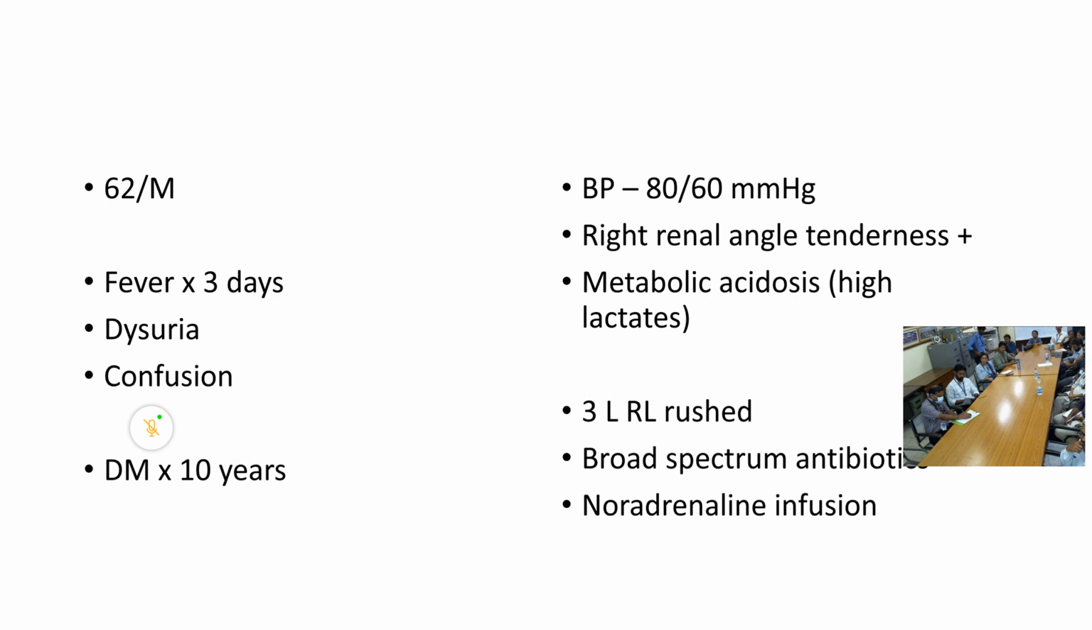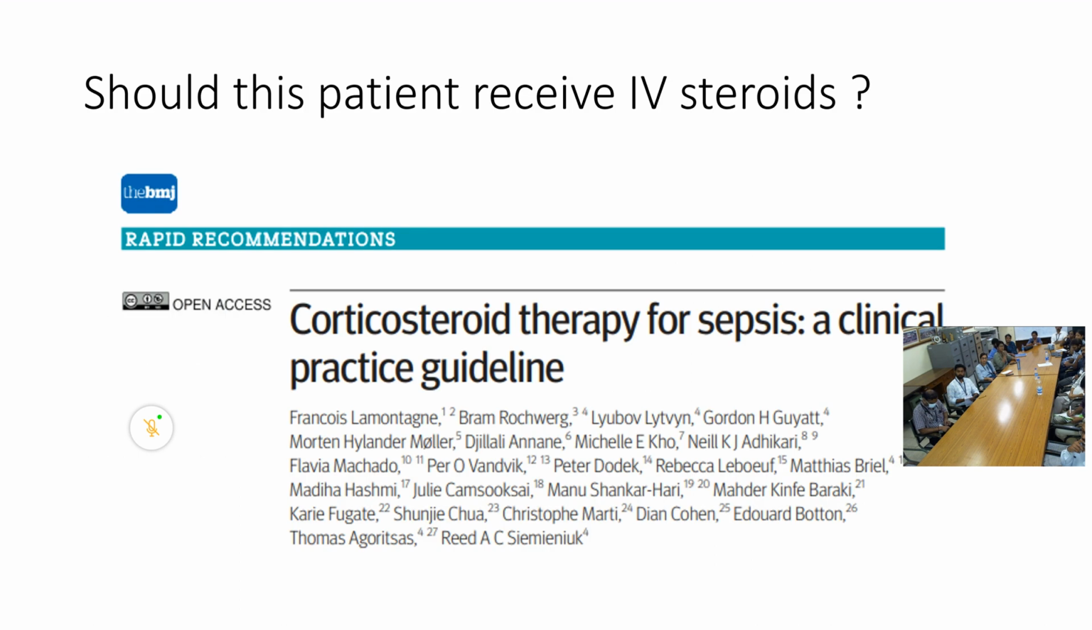Clinical diagnosis of septic shock secondary to probable urosepsis was made, and they started rushing fluids, started him on broad spectrum antibiotics, and a noradrenaline infusion was started. Now our question here is, will this patient benefit from receiving IV steroids? And I will be critically appraising this guideline recommended by the BMJ Rapid Recommendation on corticosteroid therapy for sepsis, which was published in 2018.